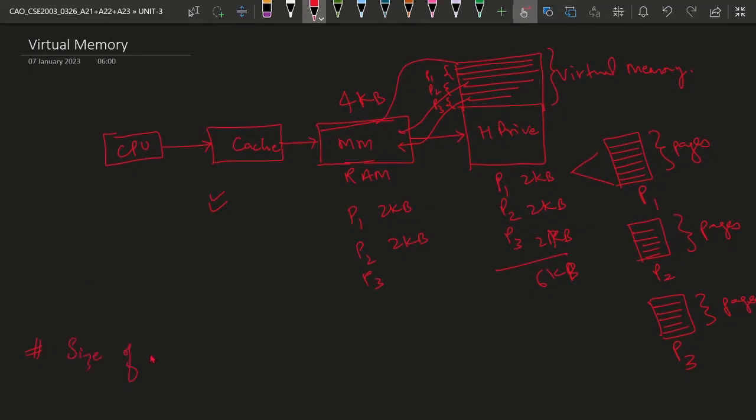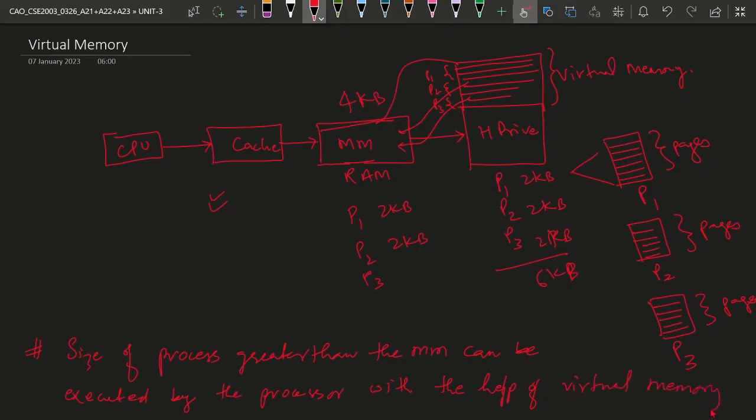So we can write: a process with size greater than the main memory can be executed by the processor with the help of virtual memory.